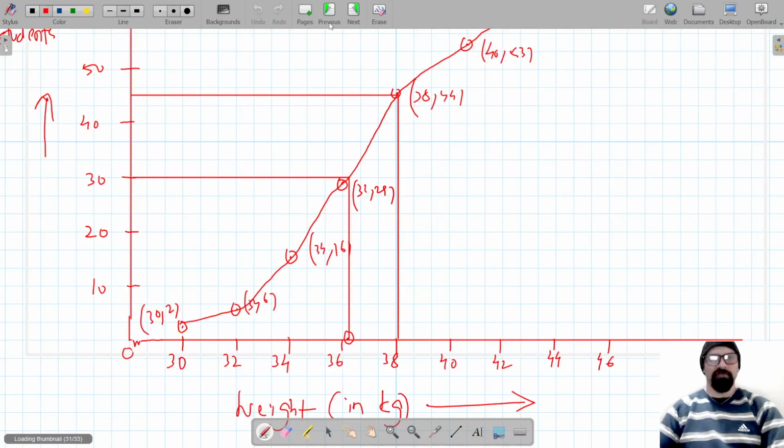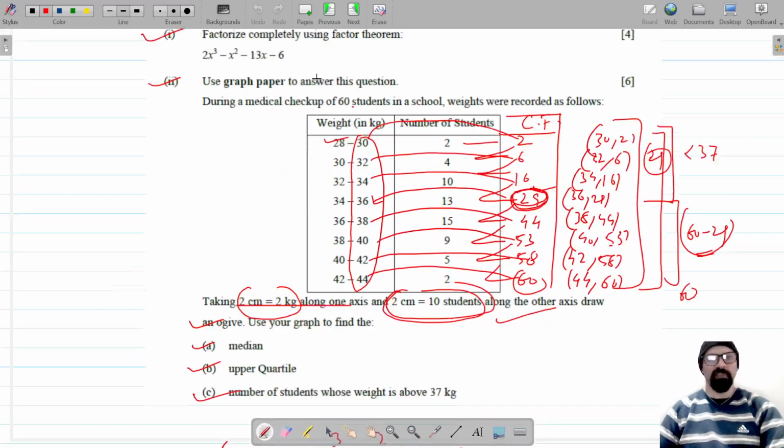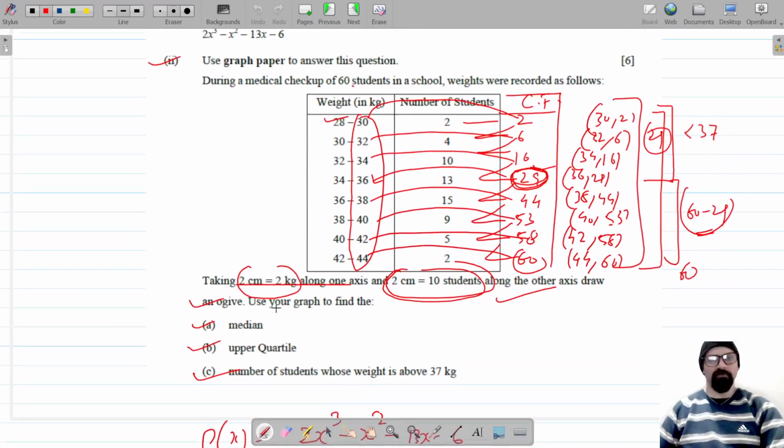Okay, with this, we are finished with this set. We are done with the median, upper quartile, and the number of students whose weight is above 37 kg.